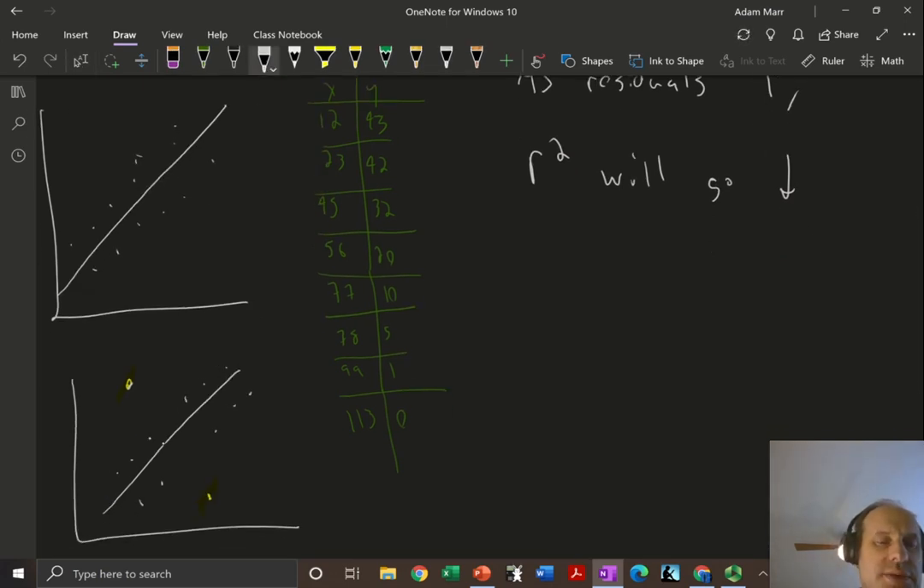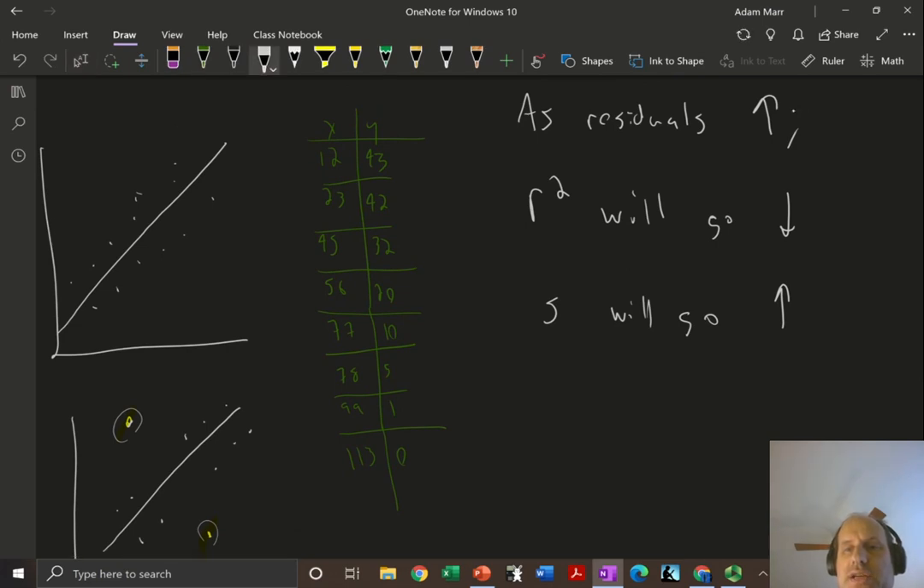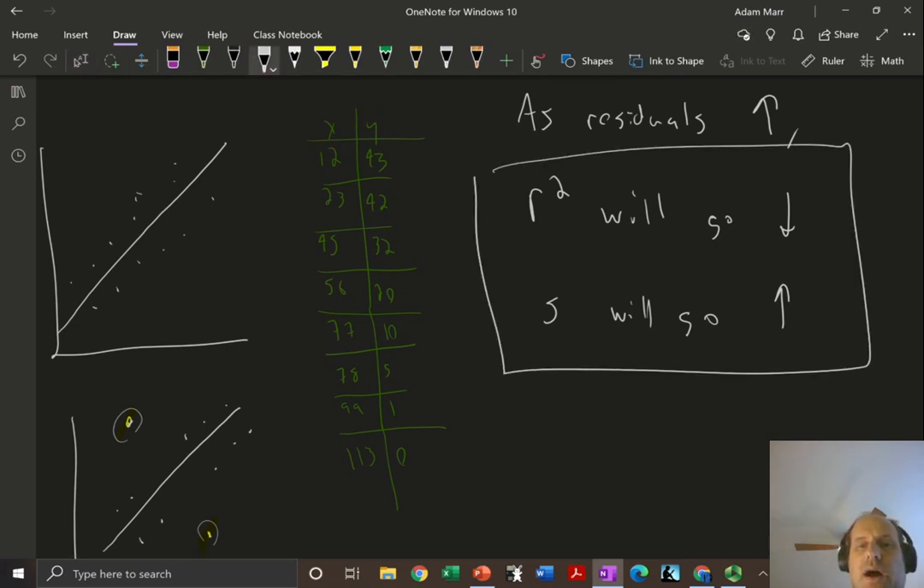And why is that? Because R squared is the percent of variation that is accounted for by the least square regression line. Now if you have very high residuals, this variation isn't so much accounted for by the least square regression line because we don't have as tight residuals anymore. So R squared will go down, and obviously S, which is just the average value of each residual, will go up. So as the residuals increase, R squared is going to go down, and S will go up.